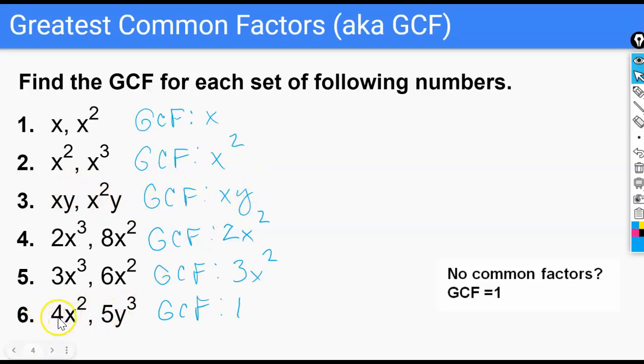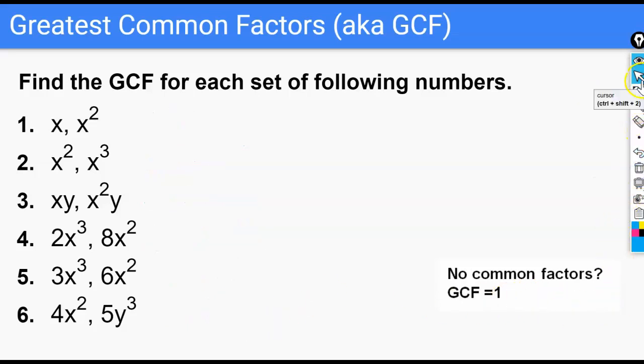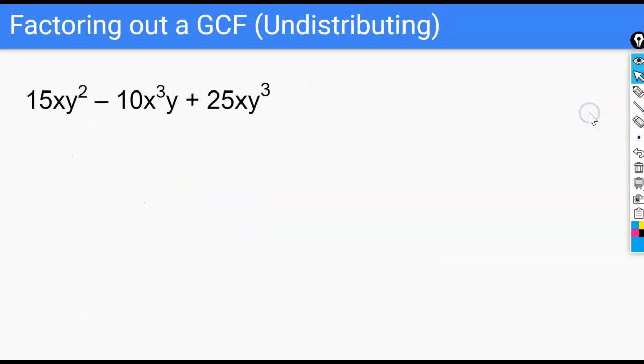Down here at 6, only one has an x, only one has a y. They don't have a common variable, and for 4 and 5, their GCF is just 1. So sometimes, again, the GCF will just be 1. But always look to see if it has a greatest common factor.